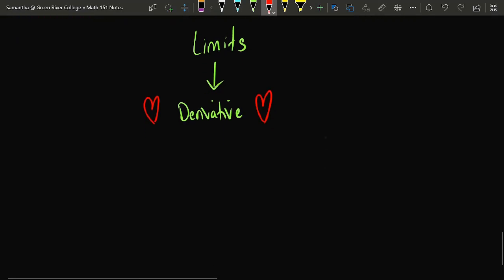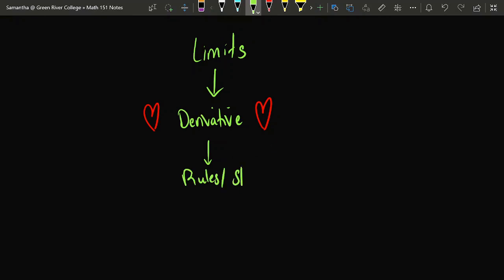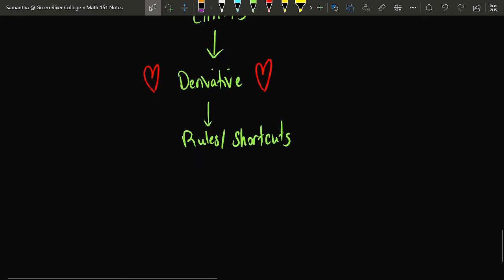When we introduce the derivative, we're going to introduce some rules and shortcuts for how to calculate it. And once we're pretty comfortable calculating the derivative, we're going to go ahead and use the derivative to do all the applications mentioned above. And that's the outline of the course.